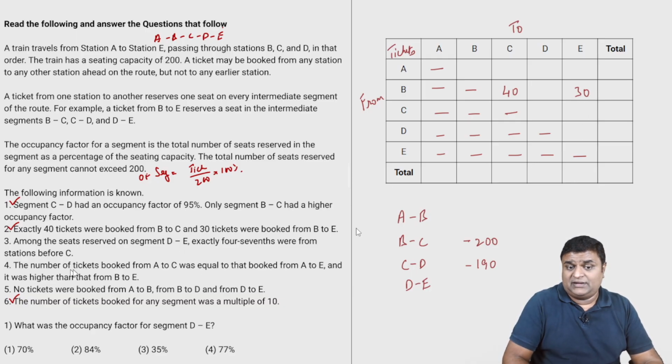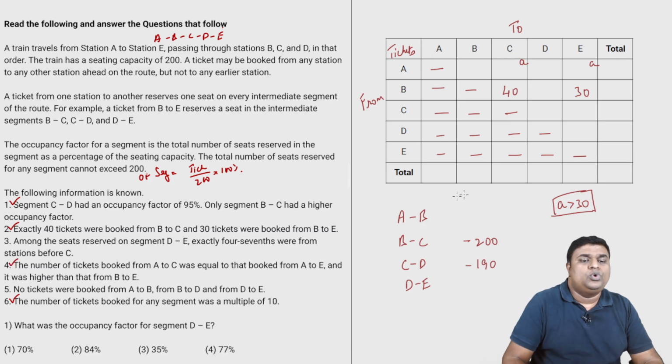Let's move on. Number of tickets booked from A to C was equal to that booked from A to E. A to C is equal to A to E. Okay, and it was higher than that from B to E. So this is A and this is A, and what can I say? A is greater than 30, right? Where do I write that? I'll just write it as a clue over here. A is greater than 30. Let's remember that. Let's not forget that. And that is pertaining to clue number 4 over here.